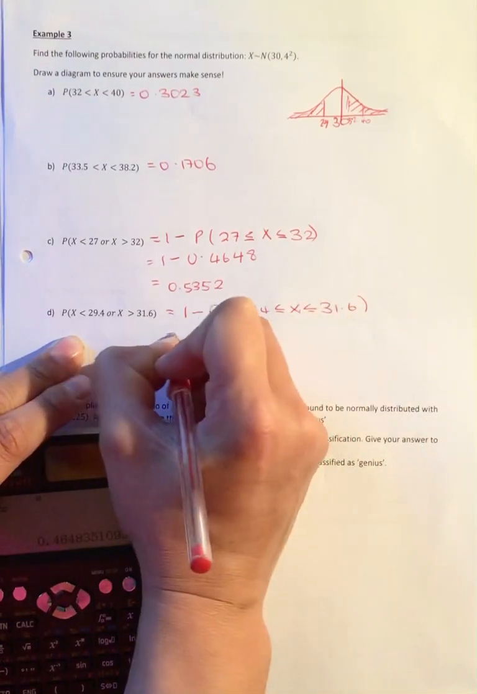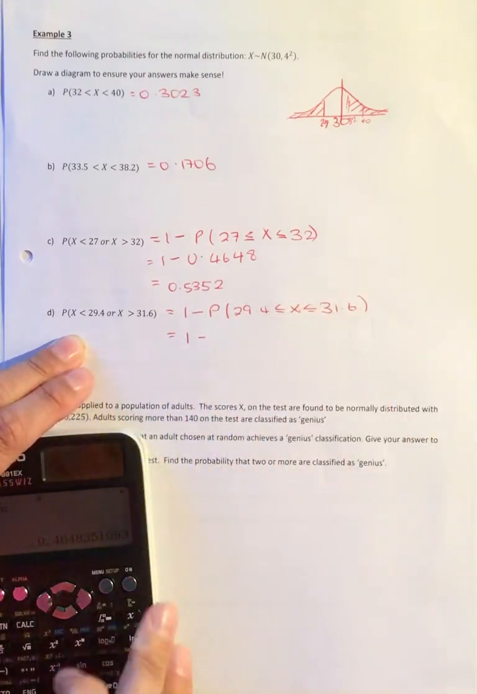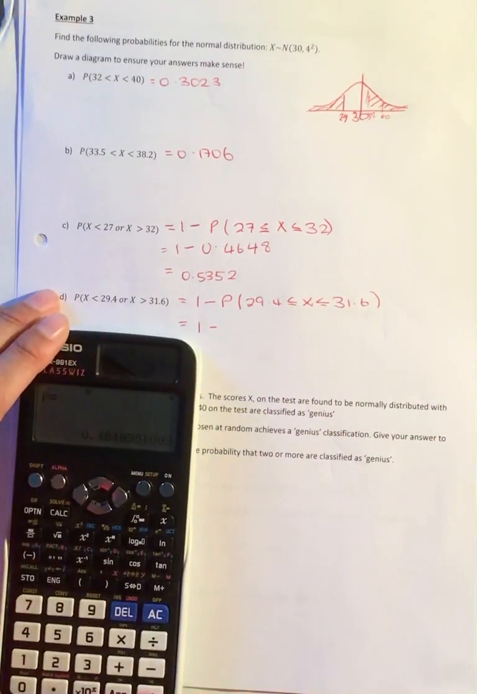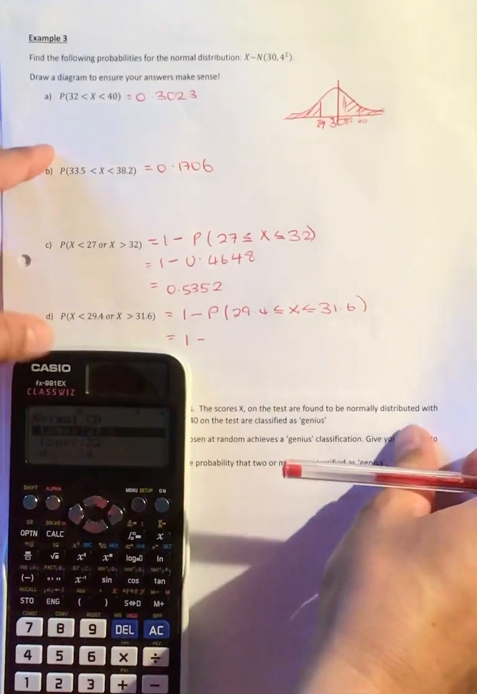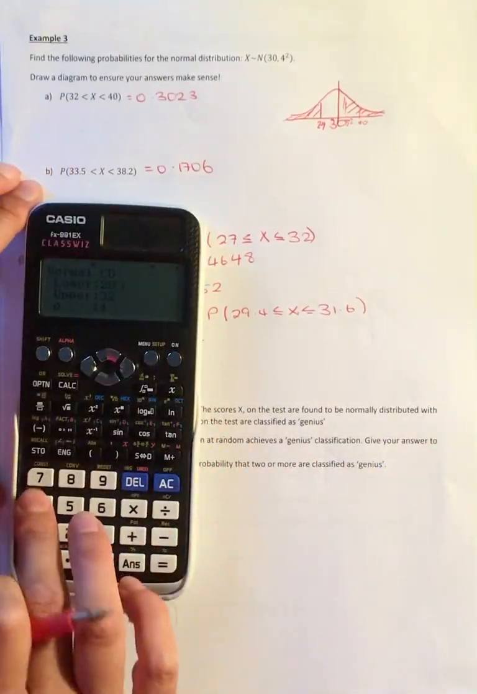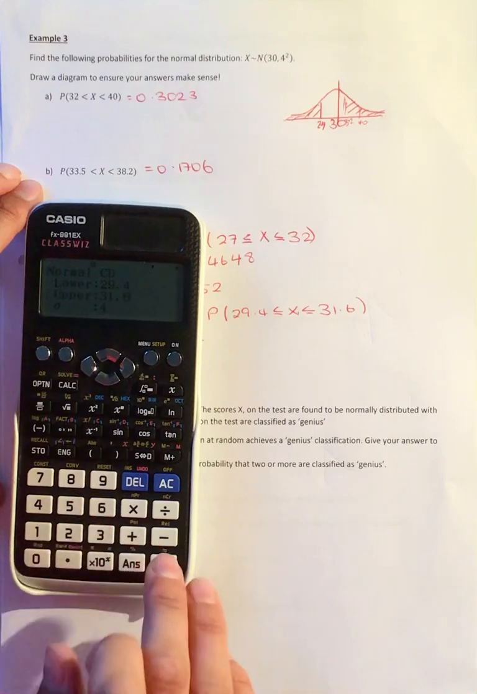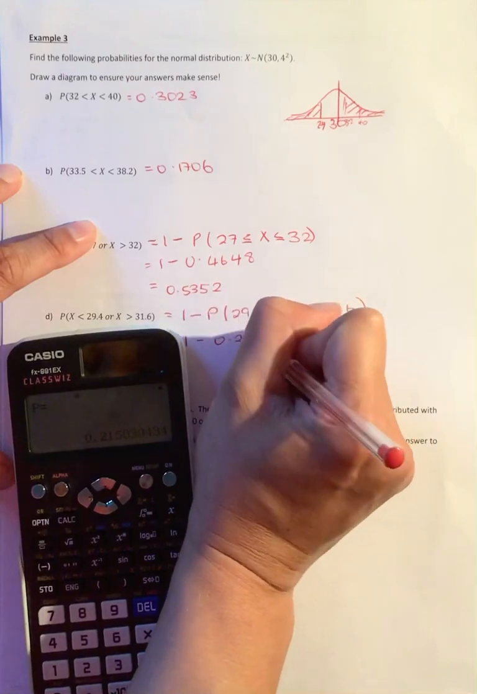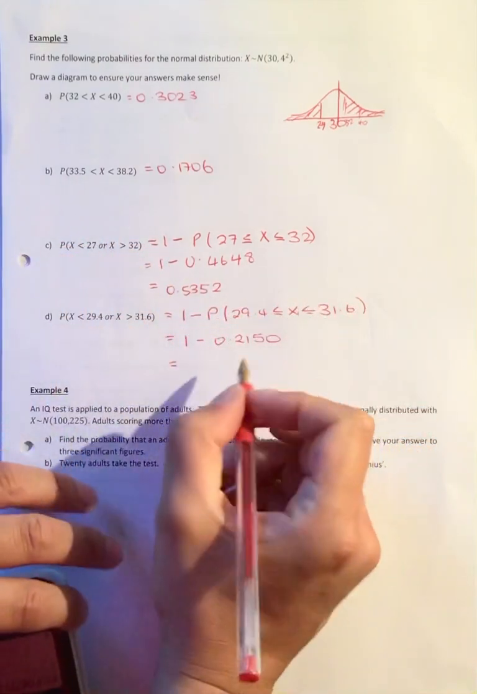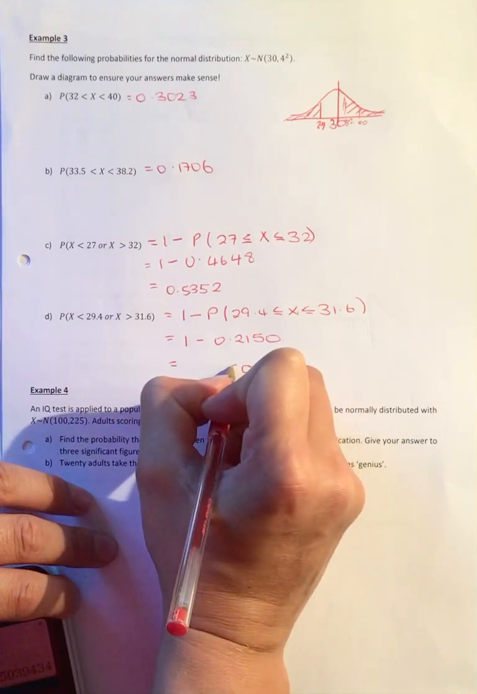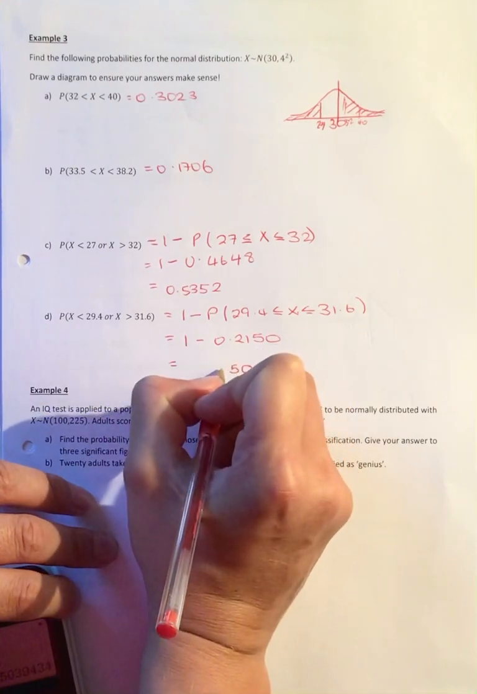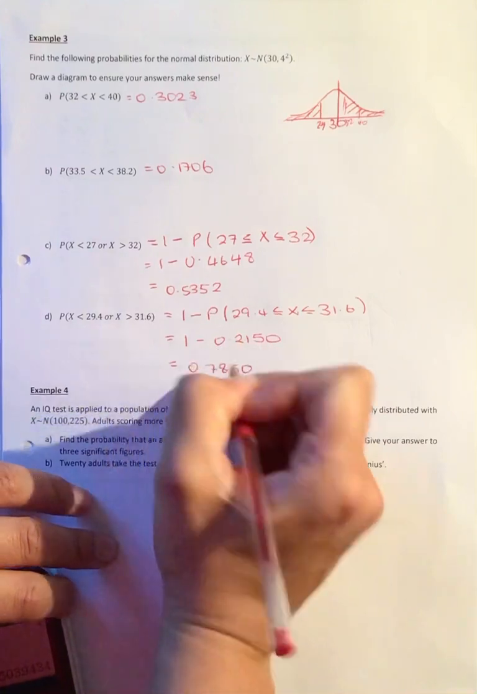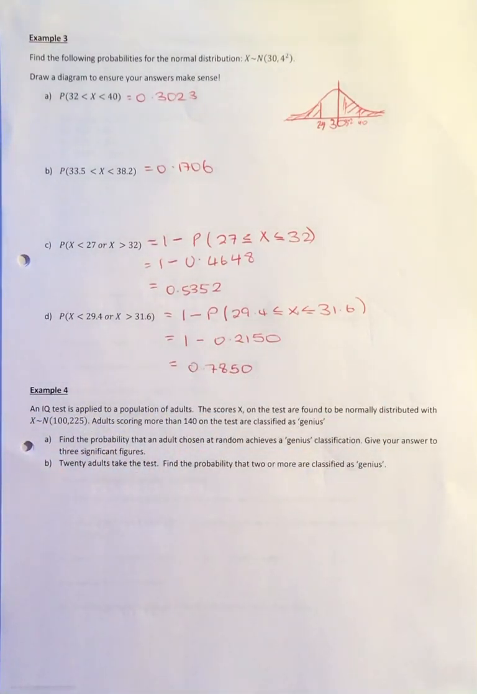And this time we will expect a smaller probability for this bit because we're looking at a tighter range. So we're looking at 1 minus 0.2150. So we get a bigger answer of 0.7850.